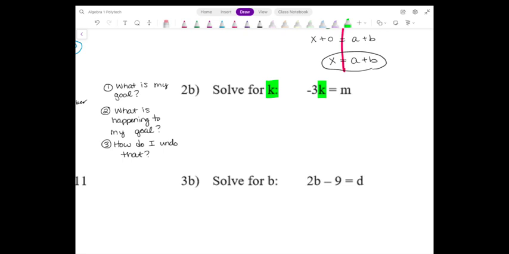Well, it says negative 3k equals m. What does that mean? It says I have negative 3 times some number, and it equals m. Well, I got to ask myself, how do I undo multiplying by negative 3? What's the opposite of multiply?